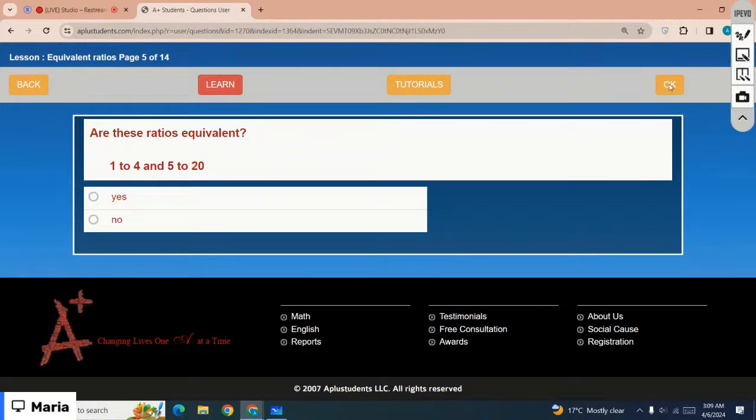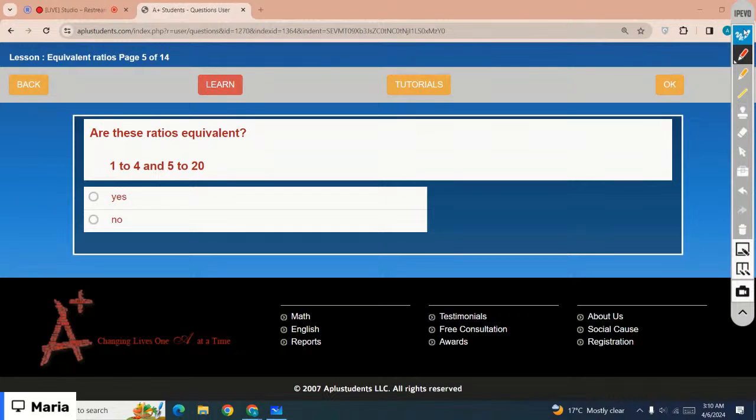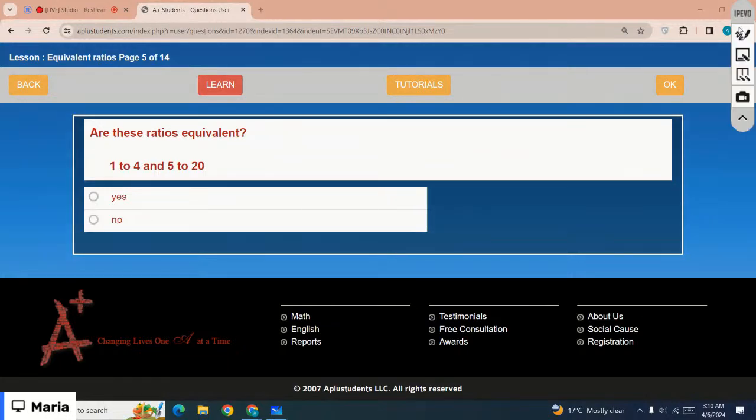Are these ratios equivalent, 1 by 4 and 5 by 20? Just cross multiply. 20 times 1 is 20 and 5 times 4 is 20. So see, their products are equal. That means yes, they are equivalent. The correct option is yes. Okay, you can complete the lesson by yourself later today. Let me just move on to the next lesson.